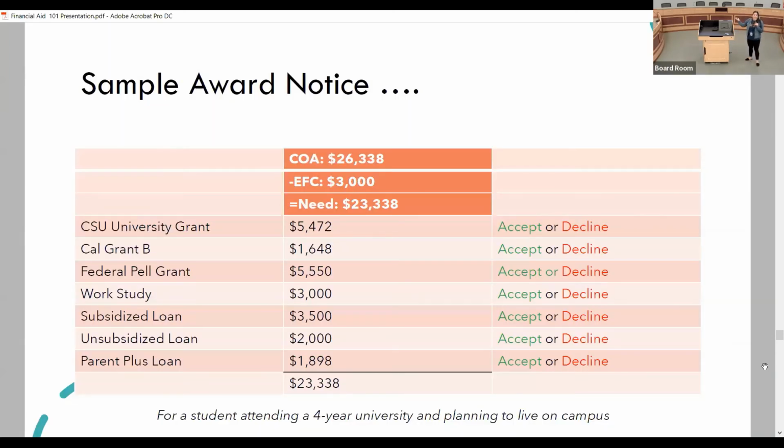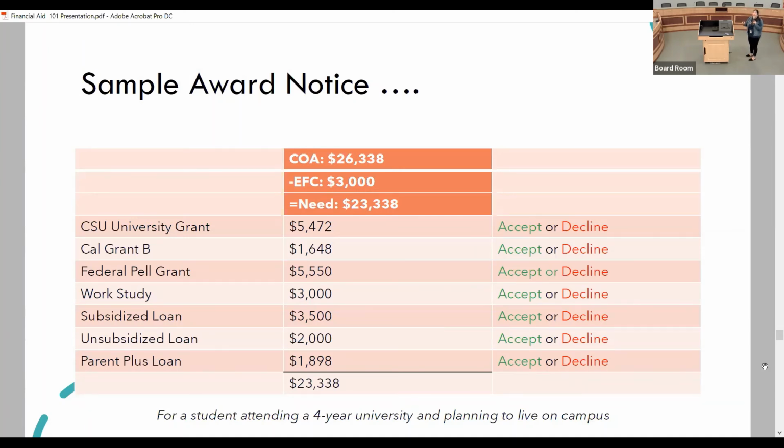Now, this is a sample award letter. Okay. So remember earlier when I said they're going to do that mathematical equation? It's right there. Cost of attendance. This student was going to Sonoma, and it was $26,000. That student did their financial aid application. They did their FAFSA. Their estimated family contribution, the EFC, came out to $3,000. So remember, they take your cost of attendance, they subtract what they think your parents can help you with, and they come up with your financial need. So for this student to go to Sonoma, she needed $23,000.